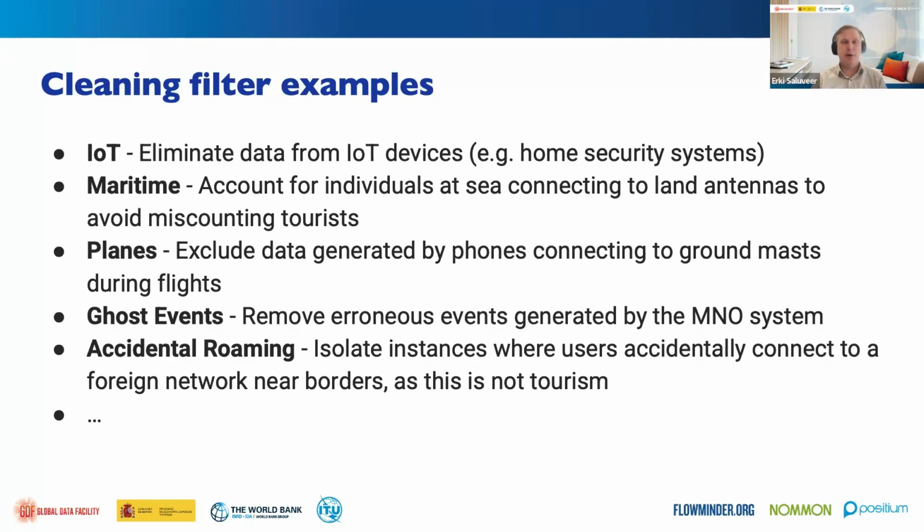But there are other errors that must be cleaned as well. One example is from maritime and aviation. You all know that when you take off or land your plane, you are asked to switch off your phone. Little secret, not all people are doing that. Well, actually, it seems that very many people are not doing that, because when the planes are taking off, they are still communicating with the cell towers on the ground.